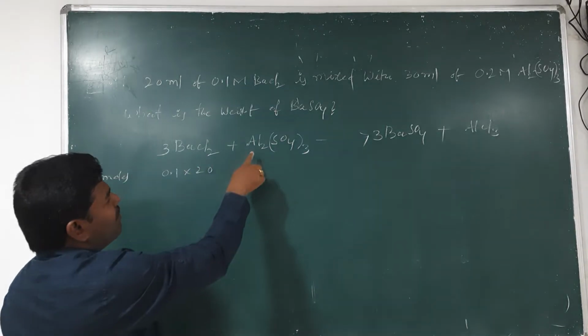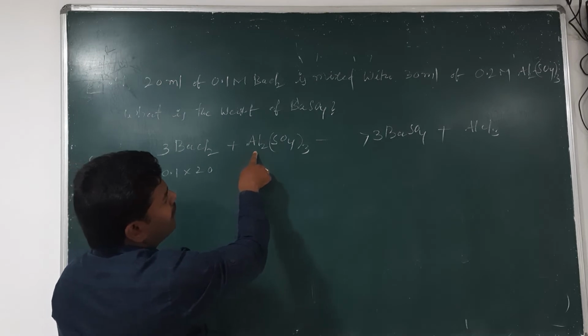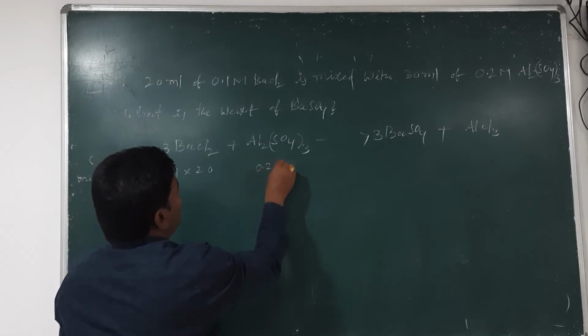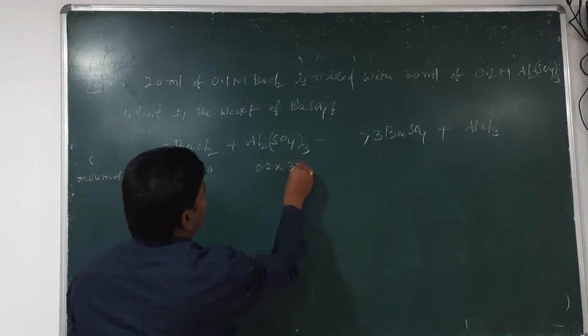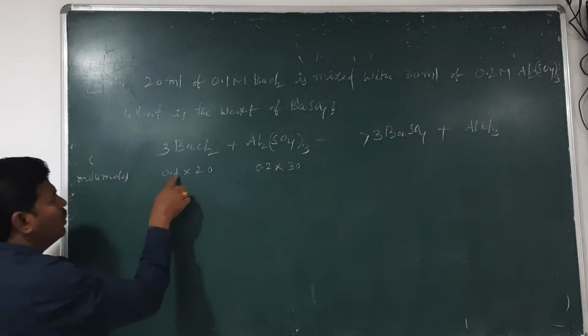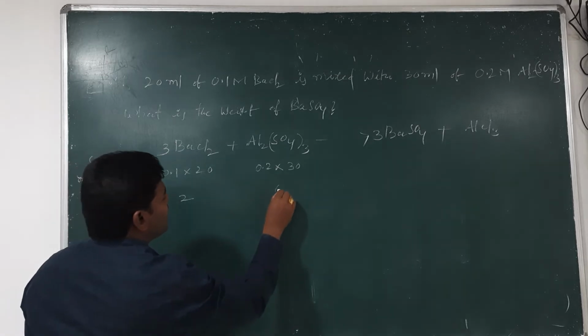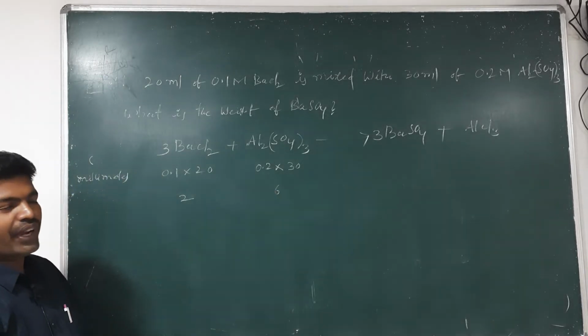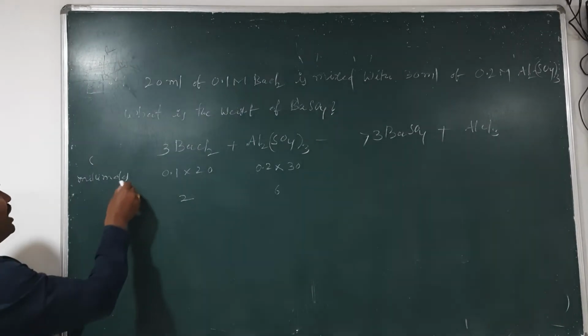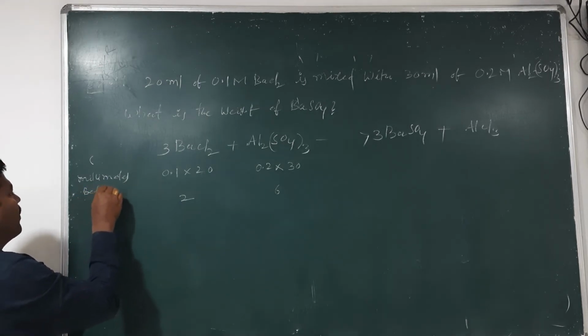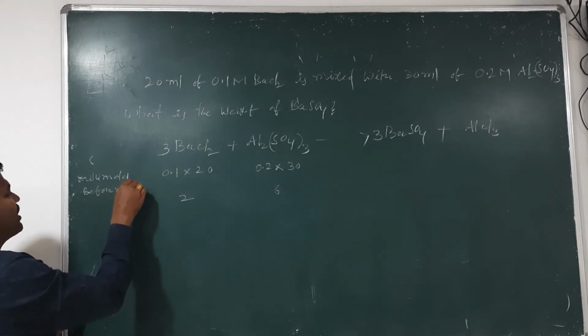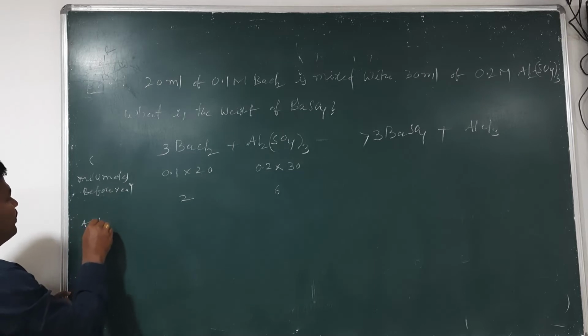And what is the molarity of aluminum sulphate? 0.2 into volume, which is 30 ml. So this gives 2 millimoles and this gives 6 millimoles. These are the millimoles before the reaction, and next we look at after the reaction.